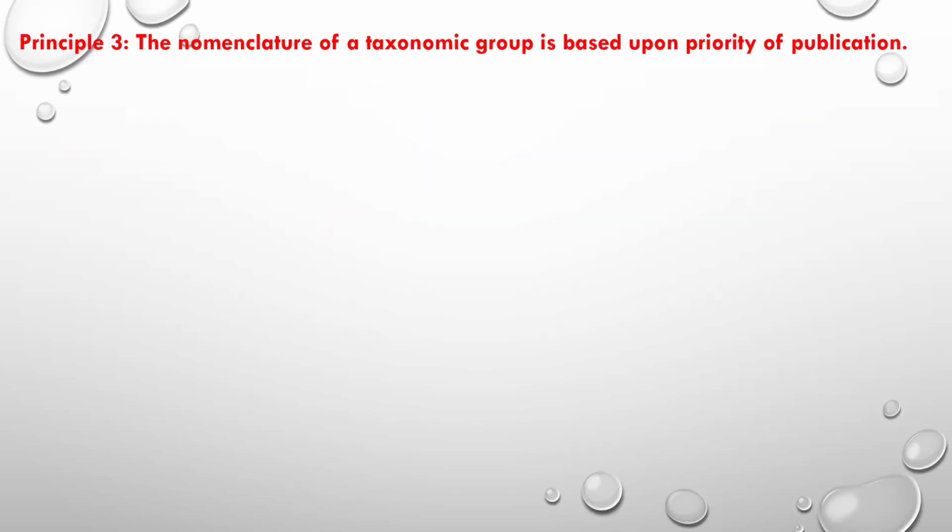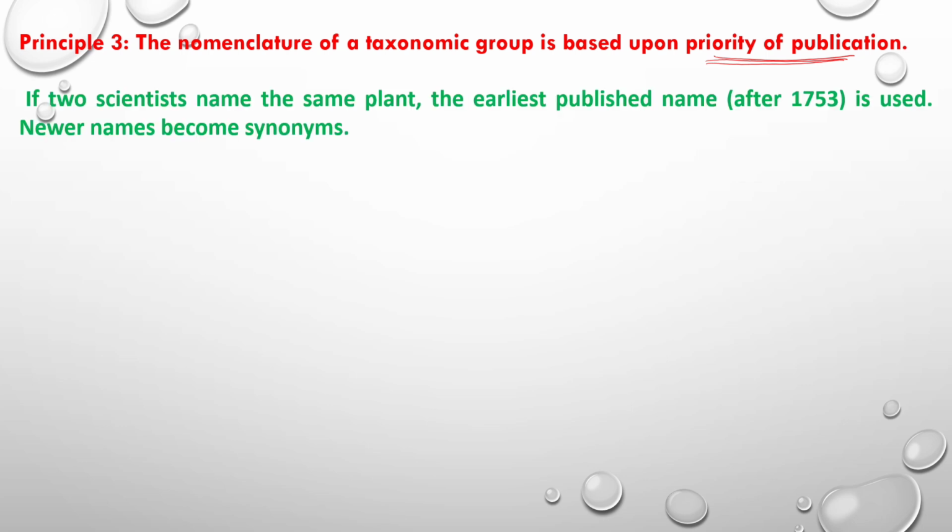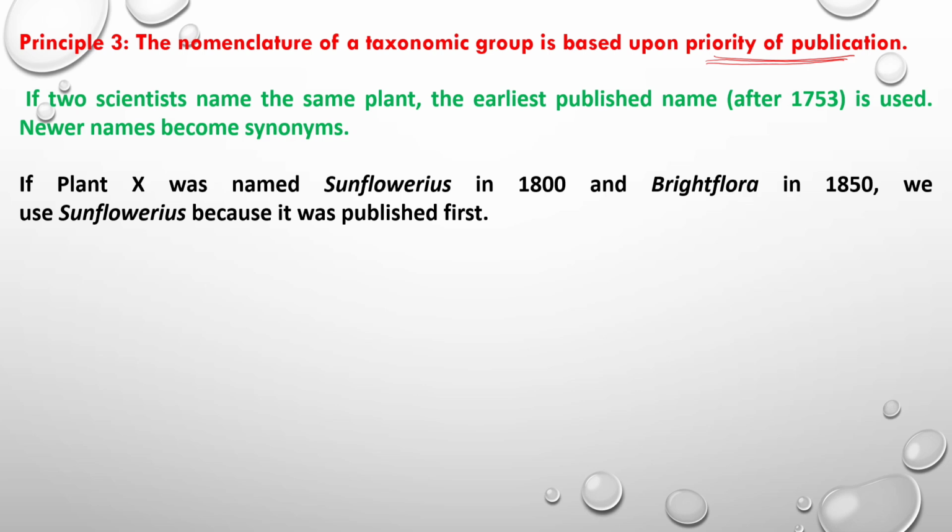Now coming to the third principle: nomenclature of a taxonomic group is based on priority of publication. It means the one who publishes first will be credited with the name. If two scientists publish the same name, then the earliest published name will be the valid name. For example, suppose plant X was named Sunflowerius and it was published in the 18th century, and the second plant name, Bright Flora, was published in 1850. So we call Sunflowerius the valid name because it was published earlier than the other.